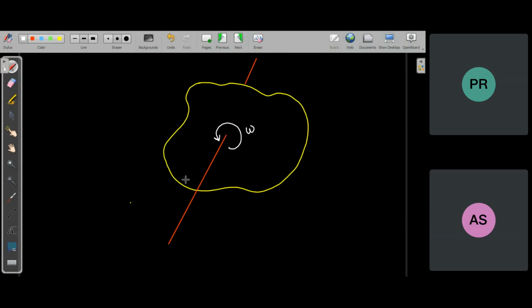Body is not going anywhere. Angular motion means what? That it is just changing its orientation by some angle. The body just changes orientation by some angle.